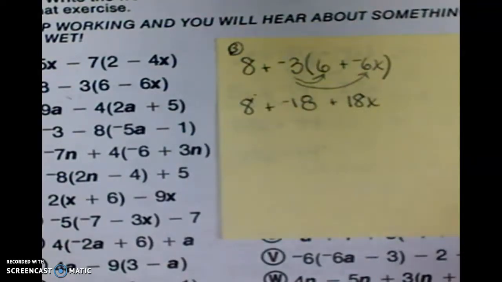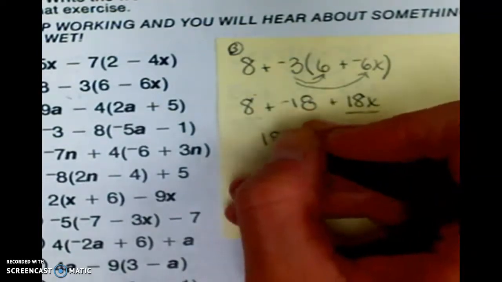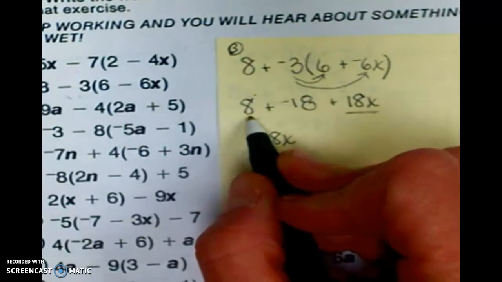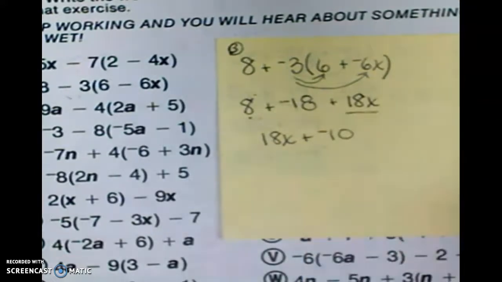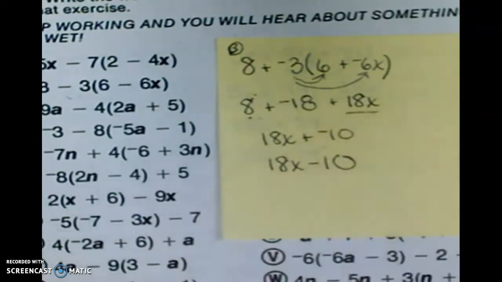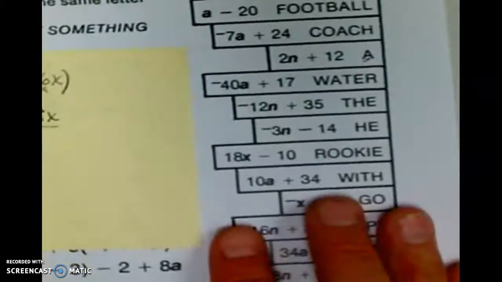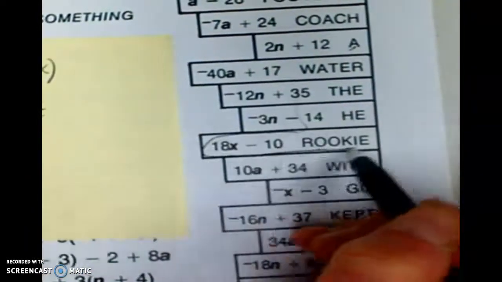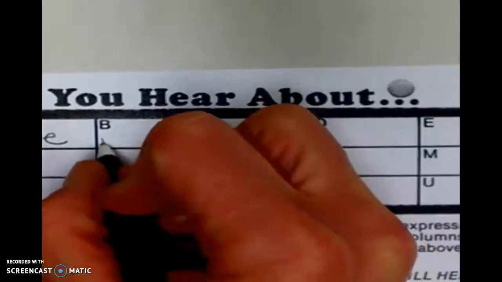And then I look for my like terms. My only variable term is 18x. And then 8 add -18 is -10, because different signs subtract this time and keep the larger sign. And then I'm just going to fix this: 18x minus 10. So I'm looking for that answer somewhere on my paper. And I know it's not in this column, so let me look over in this column, and I see it right here, rookie. So in the B box, I'm going to write "rookie."